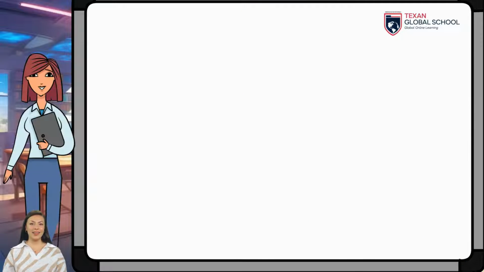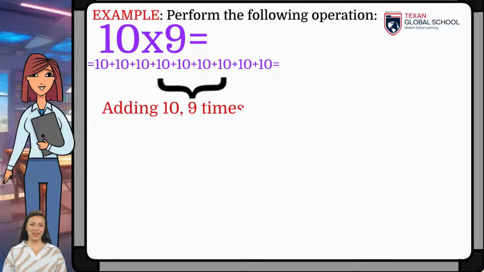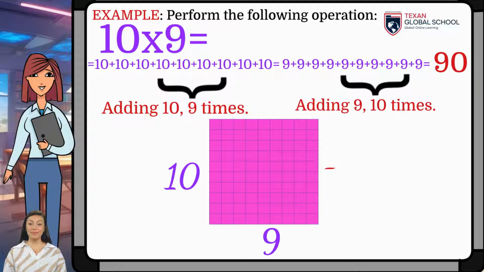Then, multiply 10 by 9. We add 10 nine times, or we add 9 ten times. Therefore, 10 times 9 is 90. The model represents 10 rows by 9 columns. So we have 90 ones. Hence, we conclude that 10 times 9 is 90.